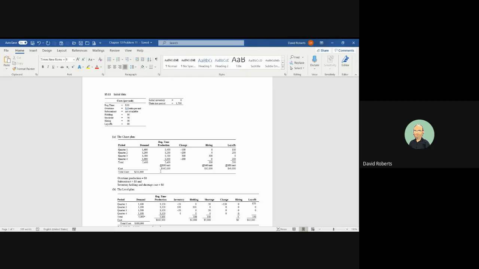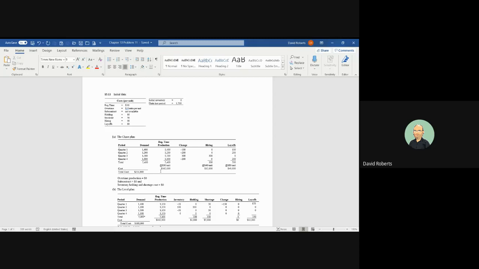We also have to pay attention, especially with the chase strategy, where you are going to hire and lay people off, to what our starting point is. How many units or how many people or whatever the information is given, what's our starting point? So in this particular case, in part A, it says nice and clearly that we have a chase strategy. So we're going to use hiring and layoffs in the question.